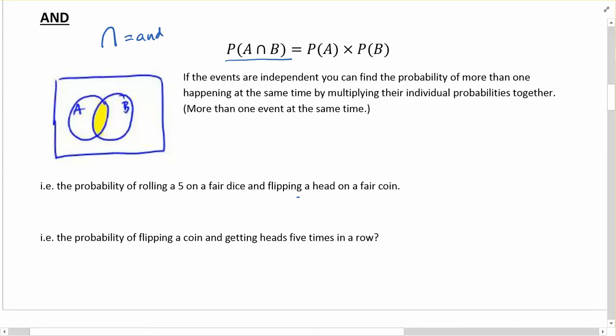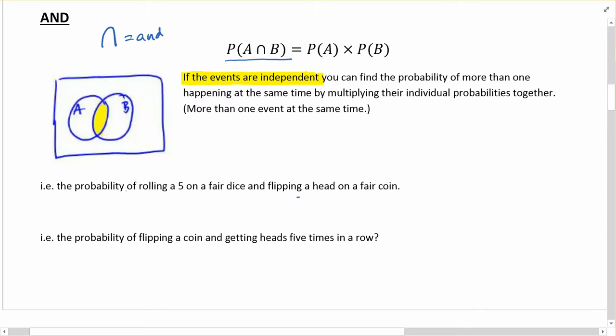The probability of A and B, for the first part, is equal to the probability of A times the probability of B. So if the events are independent and you find the probability of more than one happening at the same time, we can do that by multiplying their individual probabilities together. Here we're looking for A and B to occur together, and so we would times it. But the catch here, which we'll cover again, is you have to assume the events are independent, and we'll go over again what that means later on.